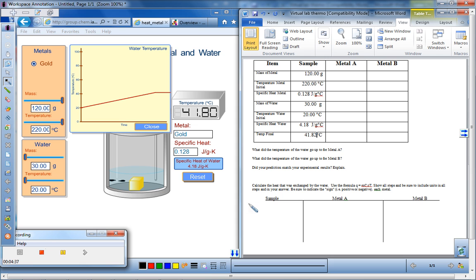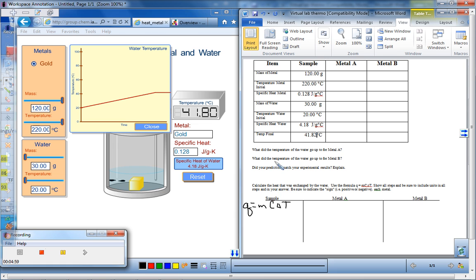Alright, so I'm going to write my equation here. Q is equal to MC delta T. That's Q is equal to the heat, and mass, M is mass, C is the specific heat, and delta T is the change in temperature. Let's go ahead and identify those up here.